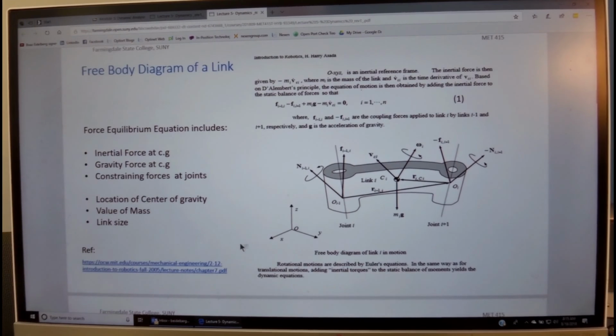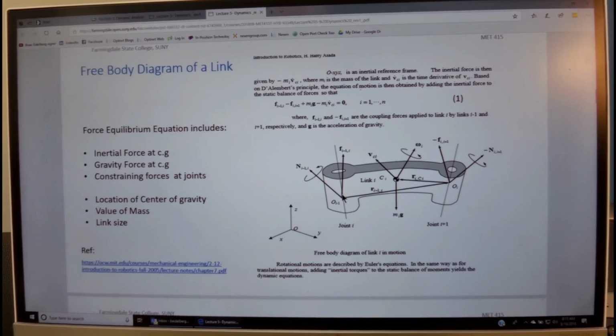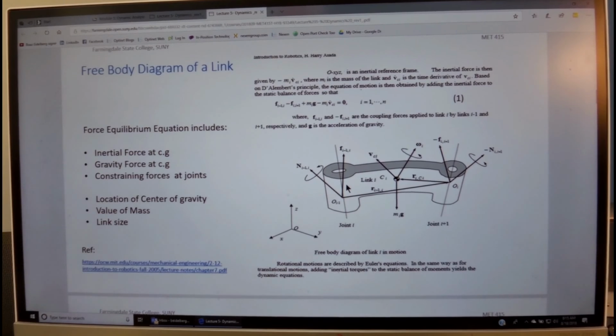So the robot may have 6 or 7 links. We start with the one where we know some of these variables, and we solve for the unknowns, and then we carry it over all the way to the base. On the way we can solve for the reaction forces at the joints as well as the moments at the joints, which will dictate the motor torques that are required in order to drive that robot.